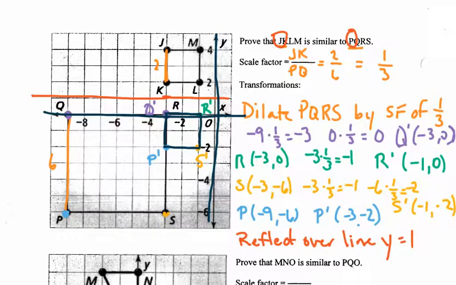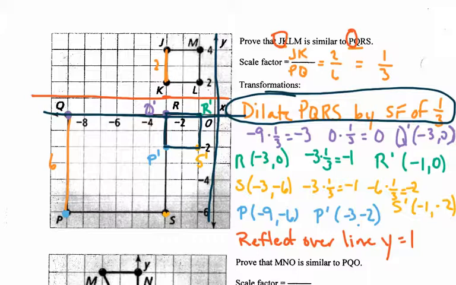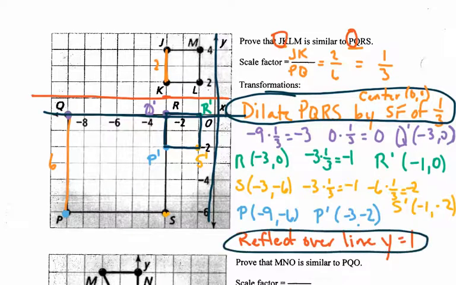So I did a lot of work here, but my answer is that I dilate PQRS by a scale factor of 1/3, and I should put with center 0, 0. So I'm adding the center 0, 0. And then my second part of my answer is that I reflected it over the line y equals 1.